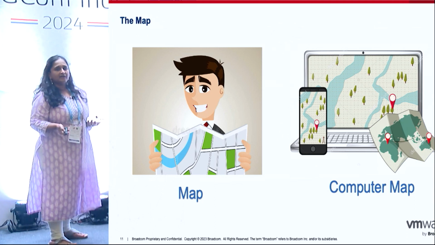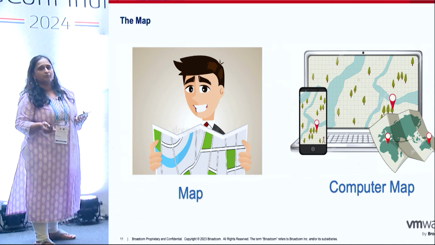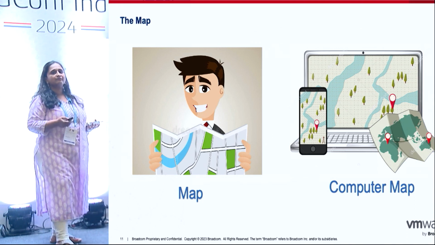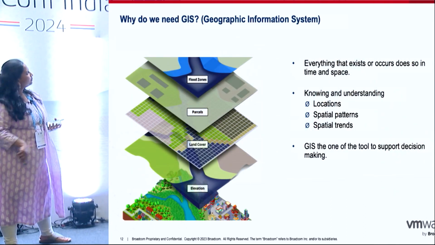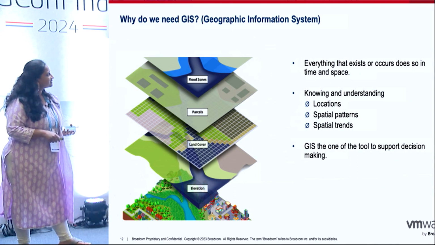But have you wondered how Google Maps works and what kind of data structures or information systems they use? So let's understand that, and let's move on to what is a geographic information system.